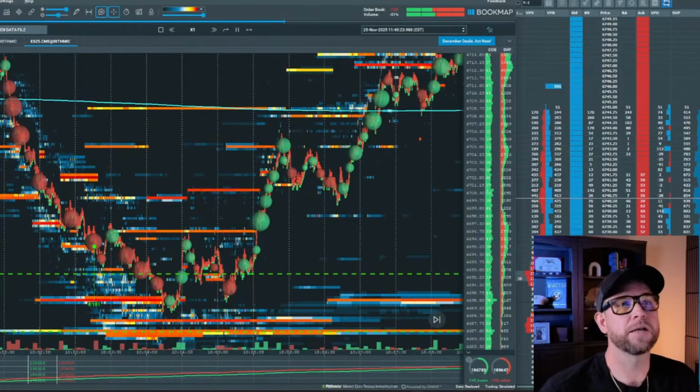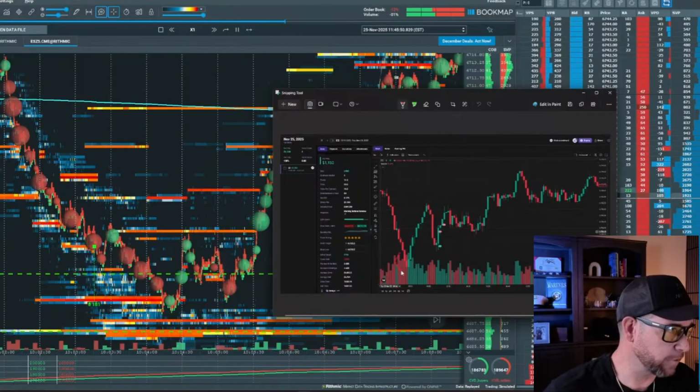So let me go back to TradeZella to show you. This was that first dip where I spotted those key spots of large absorption. Then I'm waiting for a retest to see if I see the good confirmations.